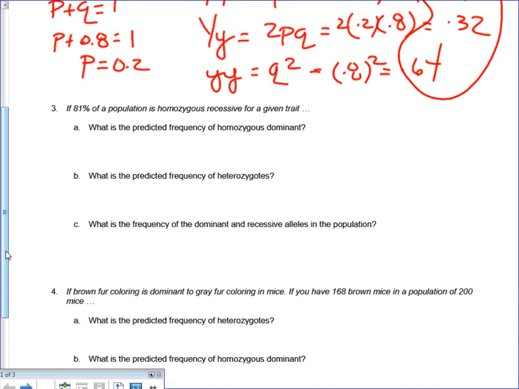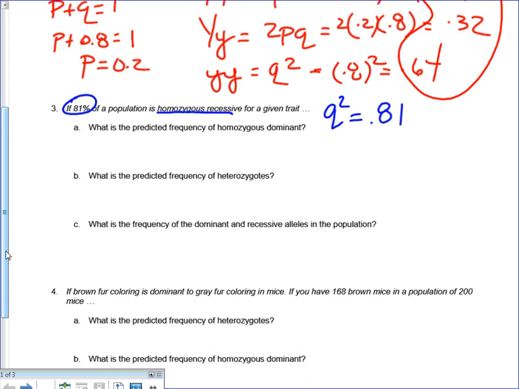Number 2 takes just another step. So it says in this case, 81% of the population is homozygous recessive. What represents homozygous recessive? Q squared. And we're not talking about the recessive allele now. We're talking about individuals that are homozygous recessive. Seeing the difference? So the key is Q squared is going to equal 81%, which if we put that into a decimal format, would be 0.81. So I know Q squared is 0.81.